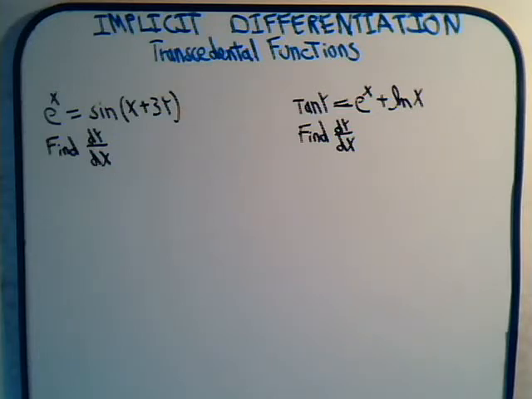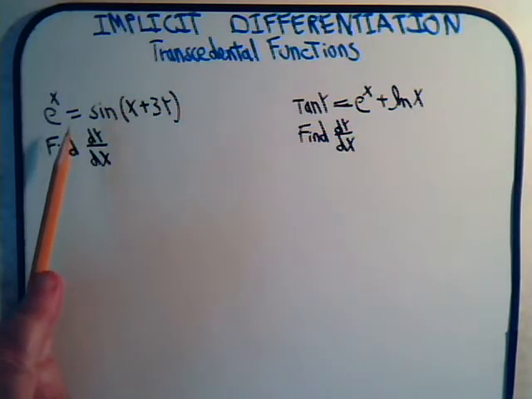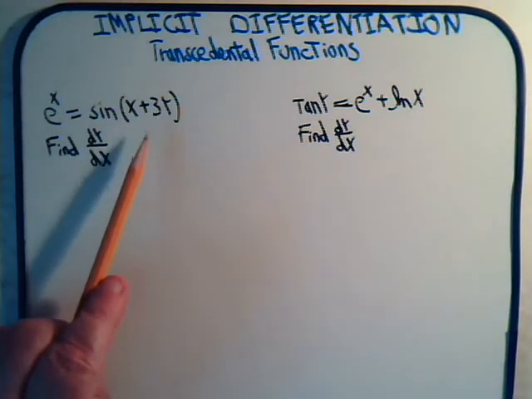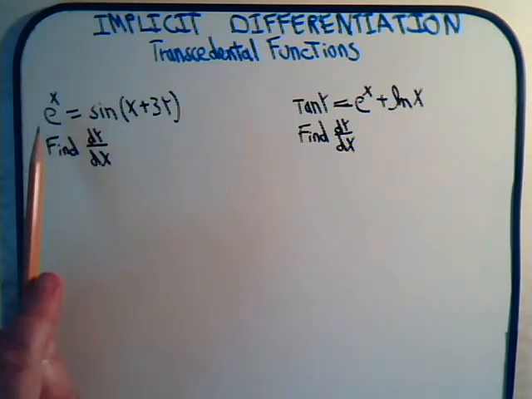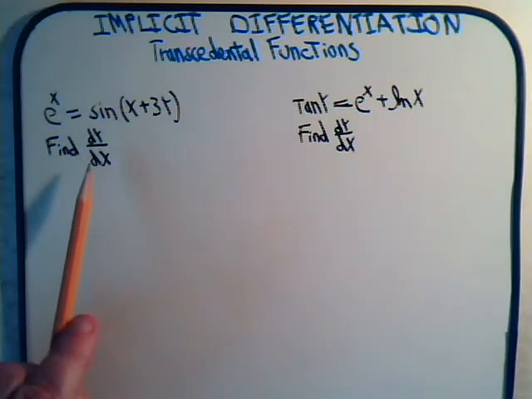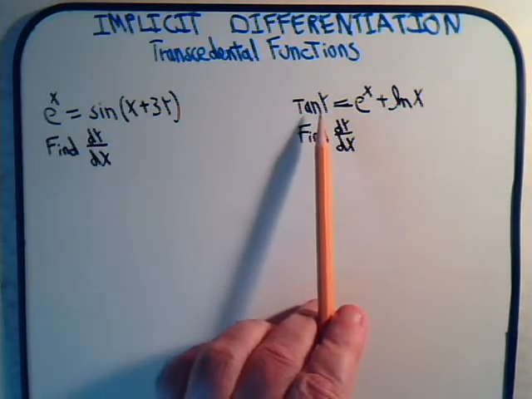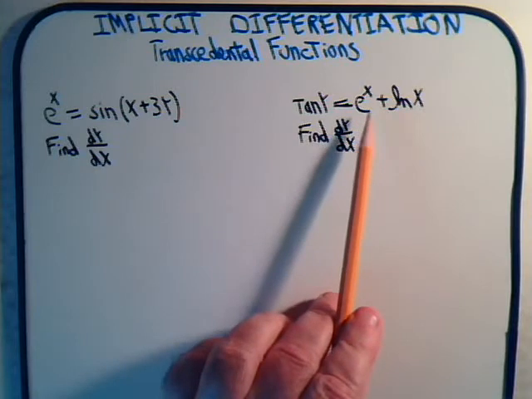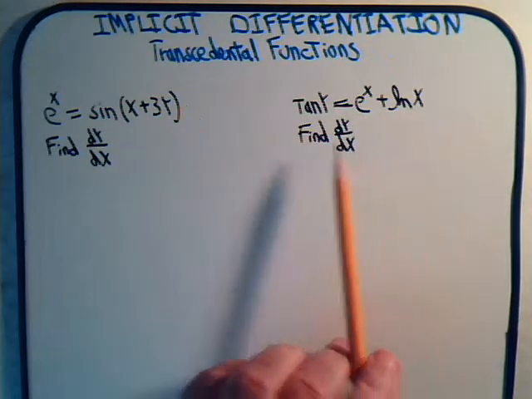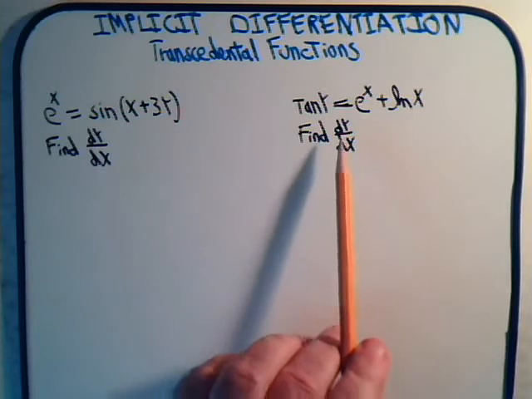Okay, in this video, we want to take two examples of applying implicit differentiation when we're dealing with transcendental functions. In the first case, we have e to the x is equal to the sine of x plus 3y, and we want to solve this for dy/dx. And in the second example, we have the tangent of y equals e to the x plus the natural log of x. And again, we want to solve this equation for dy/dx.